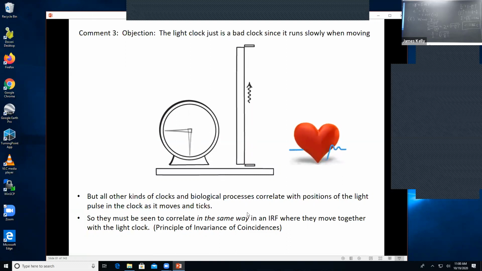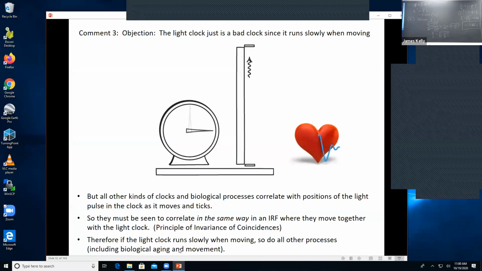are certain kinds of clocks. The speed at which neurons are firing in your brain are certain kinds of clocks, right? Those are all things that happen at a certain rate. And if the light clock runs slowly, if we use the principle of invariance of coincidences, that means all other processes, including biological aging, movement, and so on, run slowly too.